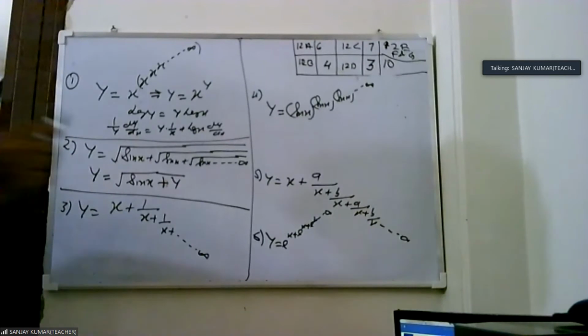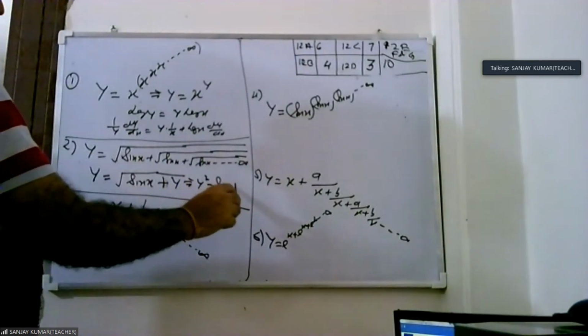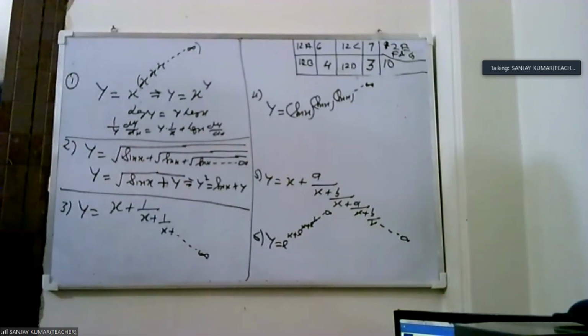So you square both sides, then you start the differentiation. That is y squared equals sin x plus y. The differentiation is easy. Differentiation is not the big task. The only thing is to find where the question repeats.